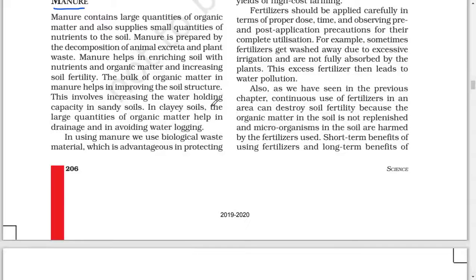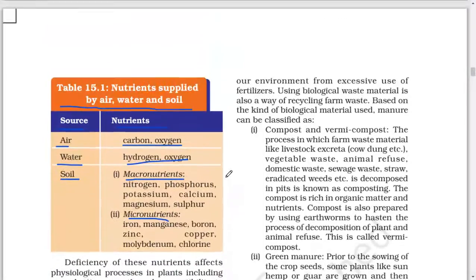It also increases the water holding capacity in sandy soil. In clay soil, the large quantities of organic matter help in drainage and in avoiding waterlogging. In using manure, we use biological waste material, which is advantageous in protecting our environment from excessive use of fertilizer. Using biological waste material is also a way of recycling farm waste.